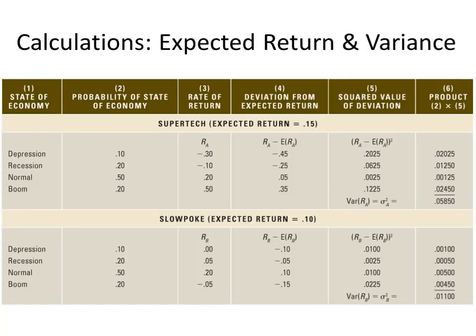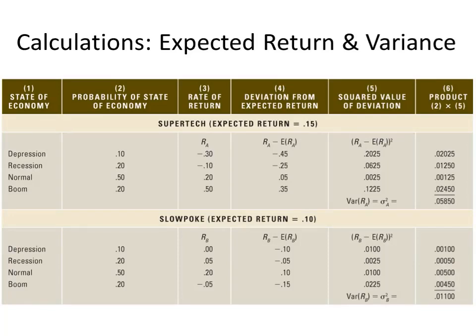Pause the slide at this point and see if you can come up with an expected return of 0.15 for SuperTech. We can also do the same thing for Slowpoke. We could multiply 0.10 times 0, 0.20 times 0.05, 0.5 times 0.20, and 0.2 times minus 0.05. And we can add those 4 products together and we'd come up with an expected return for Slowpoke of 0.10. Pause the audio now and try this for yourself.